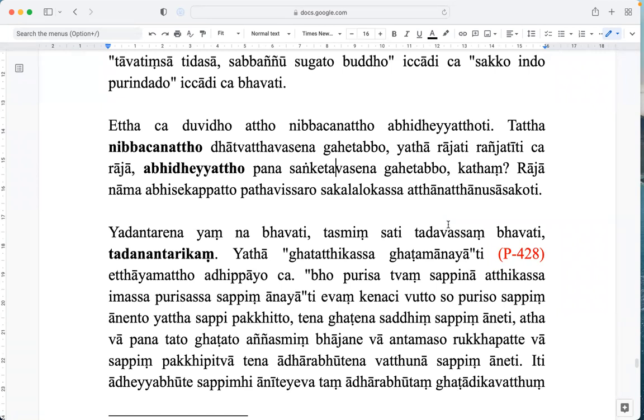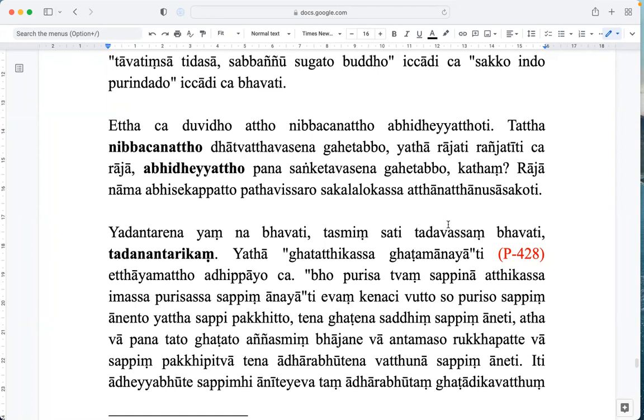So katan hang raja nama abhisikabato. Who has reached the abhisika. So abhisika means consecrated, consecration, one who has attained or received the consecration or selection, or who has been selected. And the Bhattavaisaro, Lord of the earth, and Sakala Lokasa.